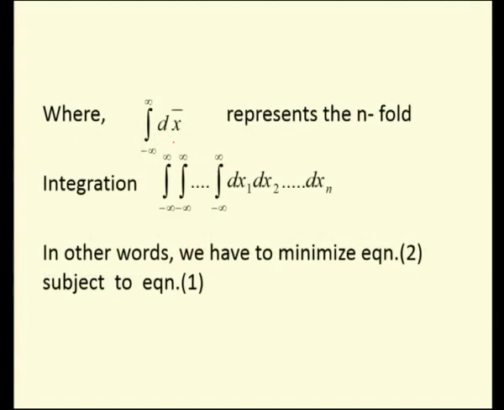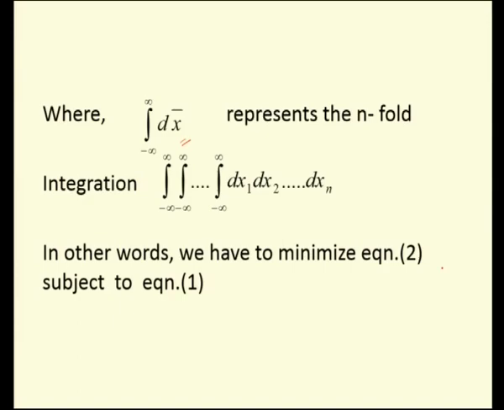Therefore, my integral from minus infinity to plus infinity of dx bar represents n-fold integration, that is, minus infinity to plus infinity for the samples dx1, dx2 etc. up to dxn. So, this dx bar is nothing but this thing. So, here the procedure is that we have to minimize equation 2 subject to equation 1.